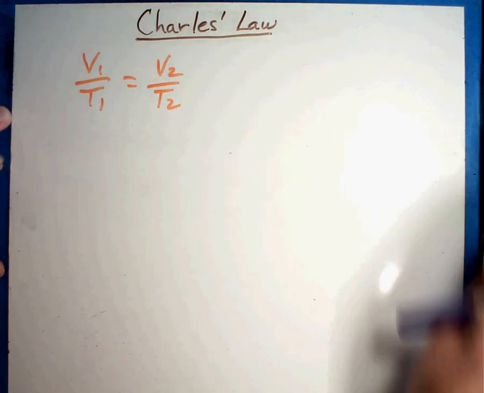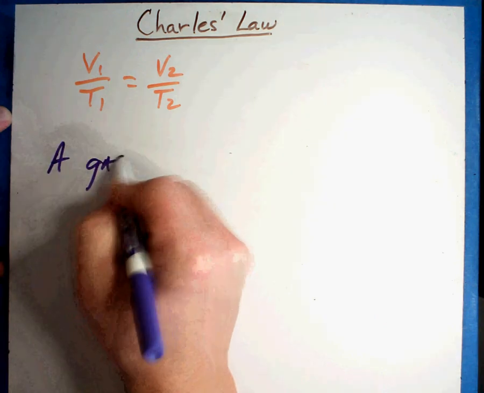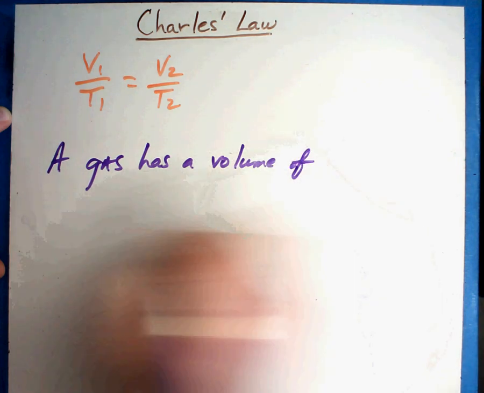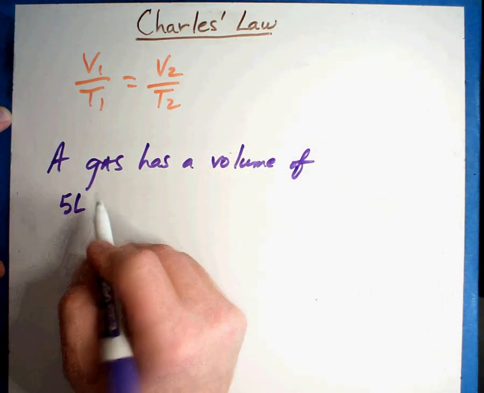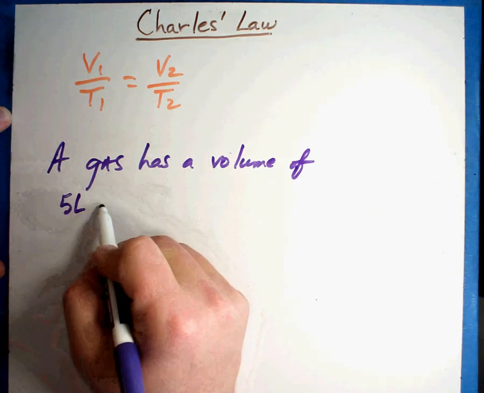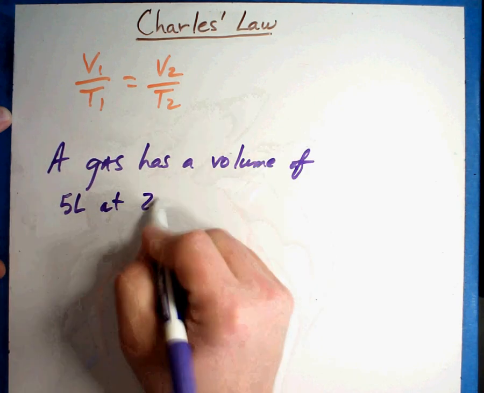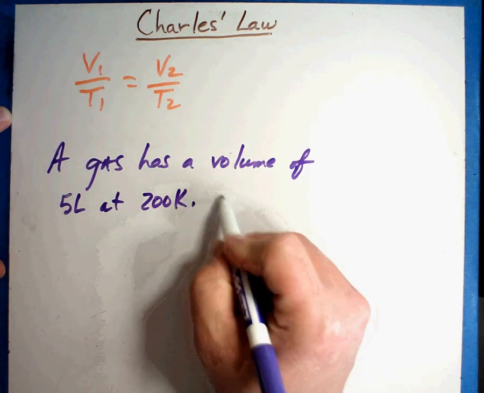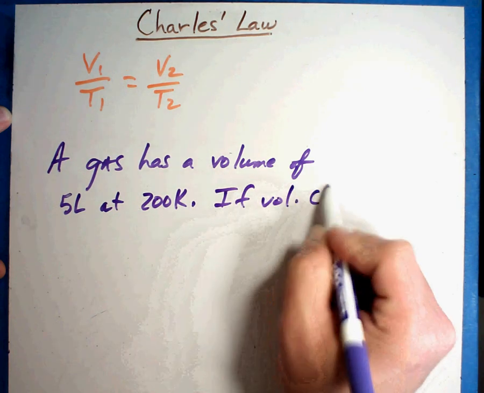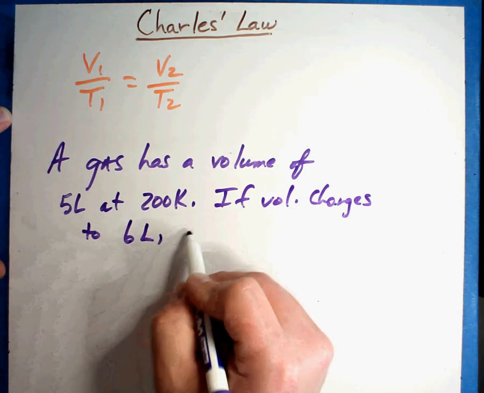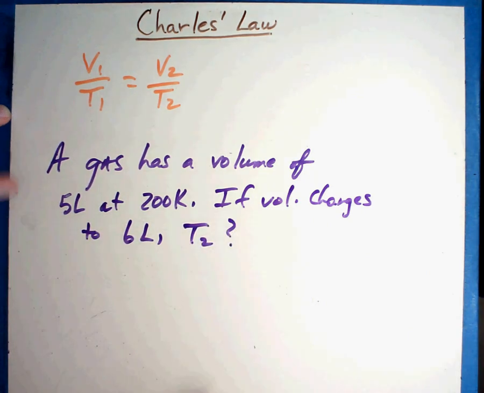Here's our first example. A gas has a volume of 5 liters at 200 Kelvin. If volume changes to 6 liters, what is temperature 2? Now, if you'll pause the video for a second so that everybody can write this down, we'll come back and work it here in a second.